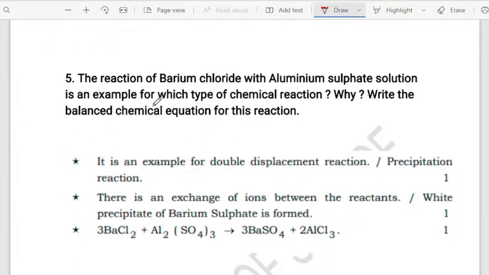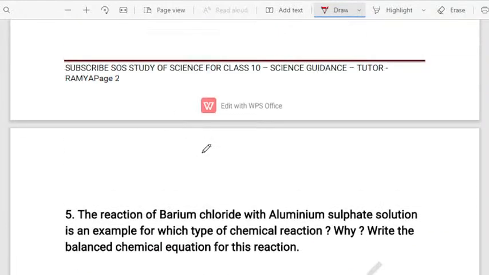The reaction of barium chloride with aluminium sulfate solution. Barium chloride with an aluminium sulfate solution is an example of which type of chemical reaction? I have already mentioned barium chloride on the board, but try to answer first. Barium chloride is BaCl2.